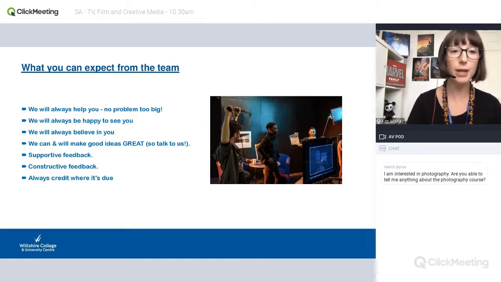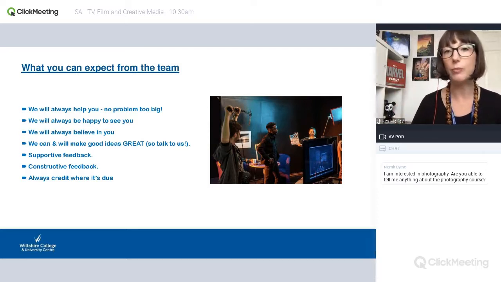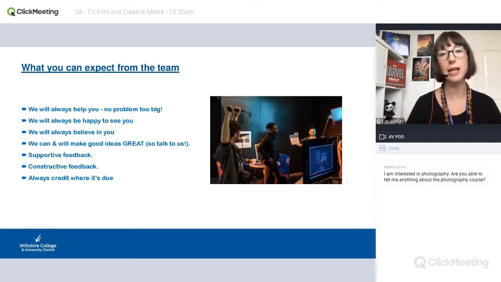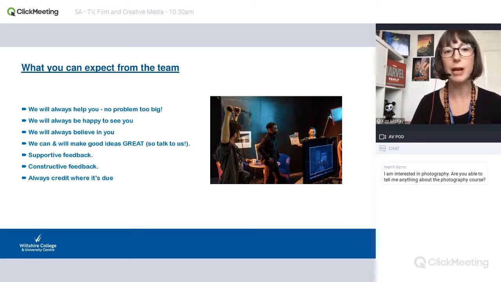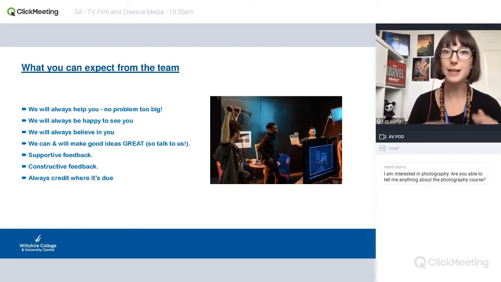We can and will make good ideas great. Okay, so come and talk to us about how we can make those ideas amazing for you. And we're always here to give you constructive and supportive feedback. And I think that's really, really key. And one of the huge points of UAL really is about learning from those mistakes. This is the time to make those mistakes, ready to get those amazing jobs where you feel confident and proficient in what you're doing.